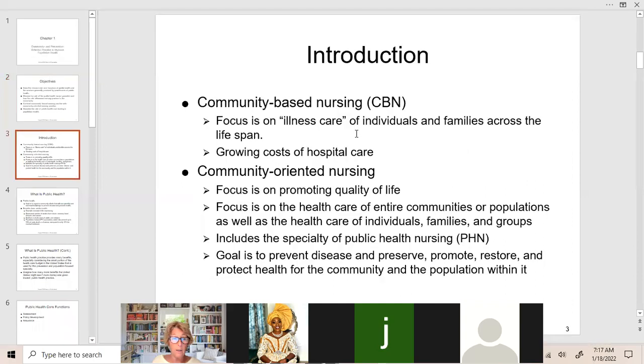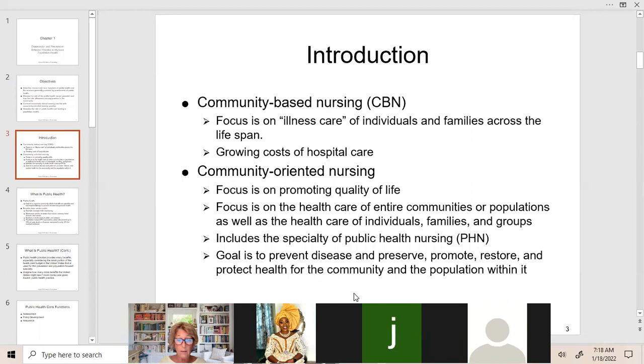Well, we can start here, right in the PowerPoint on PowerPoint 3. It talks about the differences in community-based nursing and community-oriented nursing. The way I think of it, I don't know if this helps you, is community-oriented. It's a big picture. Typically community-oriented nursing is public health nursing. So it's a big picture.